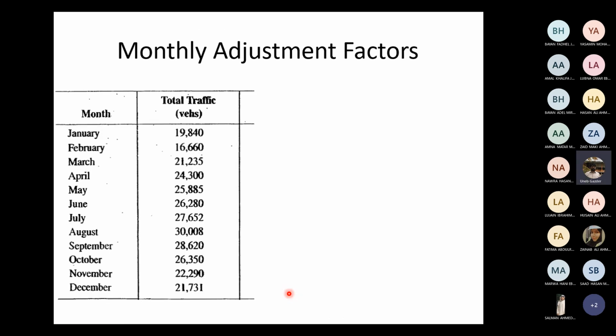Okay. In the same way that we calculated the daily factors for each day of the week, you can calculate the monthly factors as well. This data is also given from a permanent location, and now they have given it for each month. Instead of giving us the average traffic, they gave us total traffic. So this is the total traffic of January, total of February, total of March, and so on.